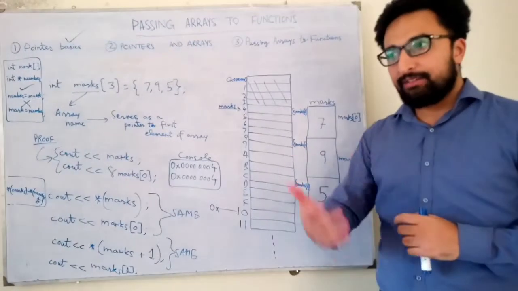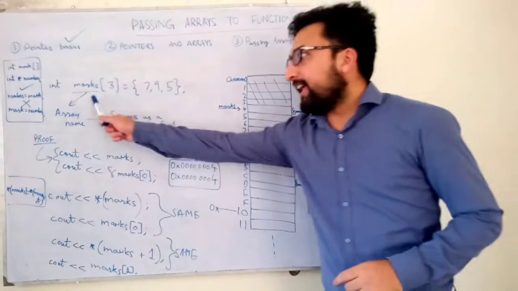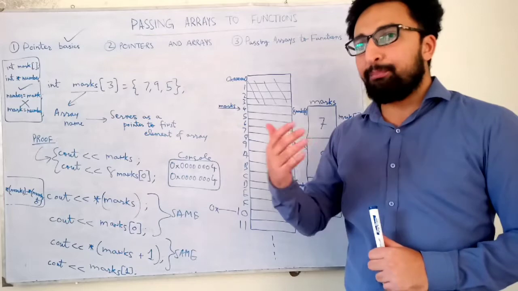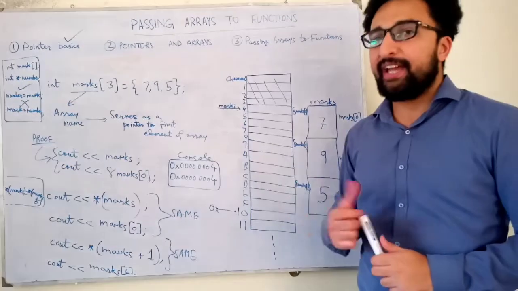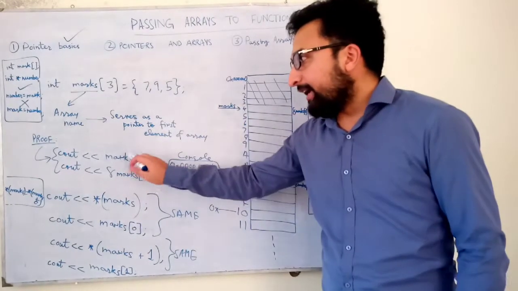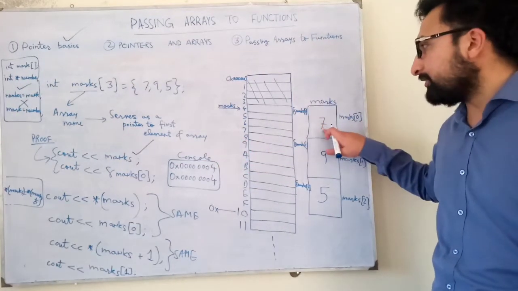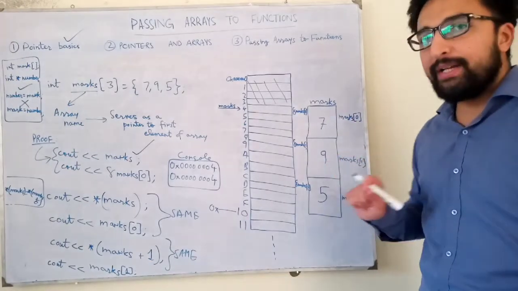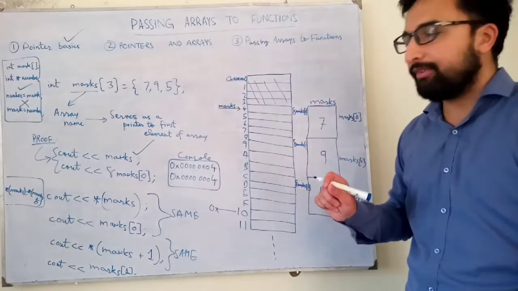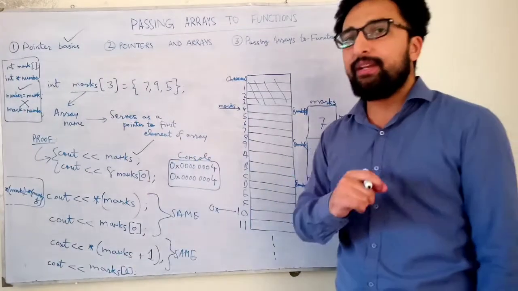However, if we start to understand some further details, we know that the array name is basically a thing that is serving as a pointer to the first element of the array. What does this thing mean? It means that when we write cout marks of 0, it will print a 7, and if we write marks of 1, it will print a 9, and if we print cout marks of 2, it will print 5. What if we just write cout marks? What will it print in that case?